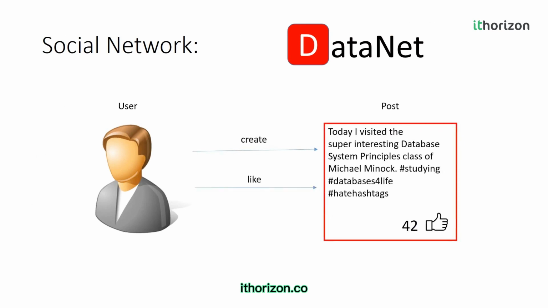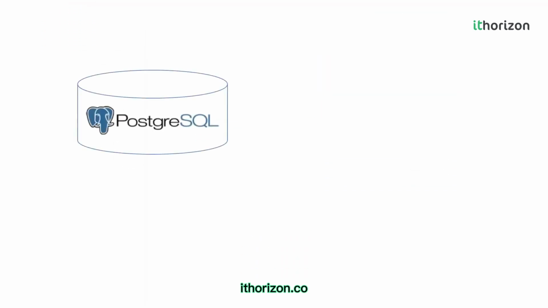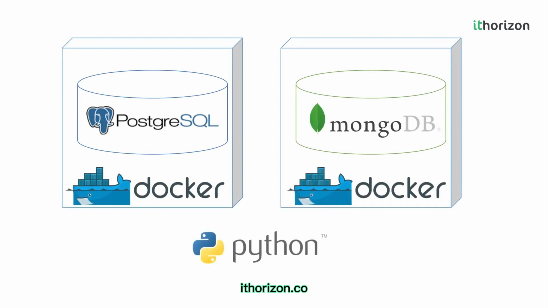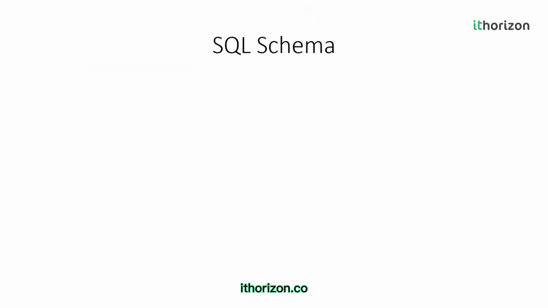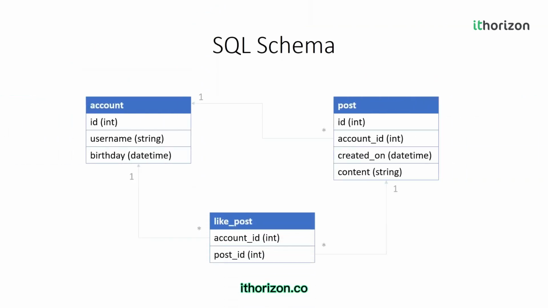Concerning the database, this is a typical web application where there are a lot of read and write operations but few updates and deletions. For our benchmarks, we used MongoDB and PostgreSQL. We set up the databases in Docker containers to have a more controlled environment for the tests. For implementing the benchmarks, we used Python. In PostgreSQL, we have three tables: the accounts, the posts, and the likes. We did not build any indices except for primary keys, which are the IDs.